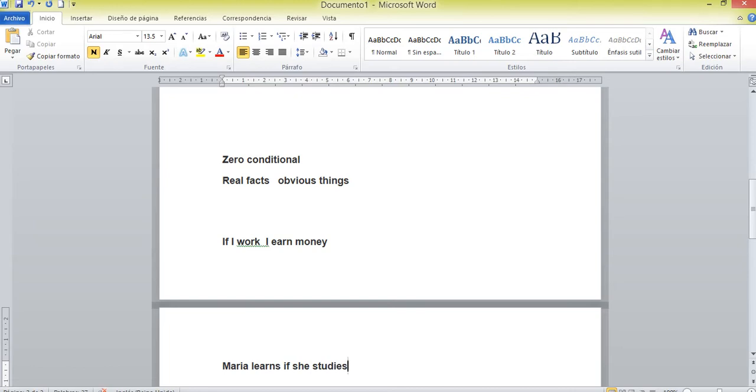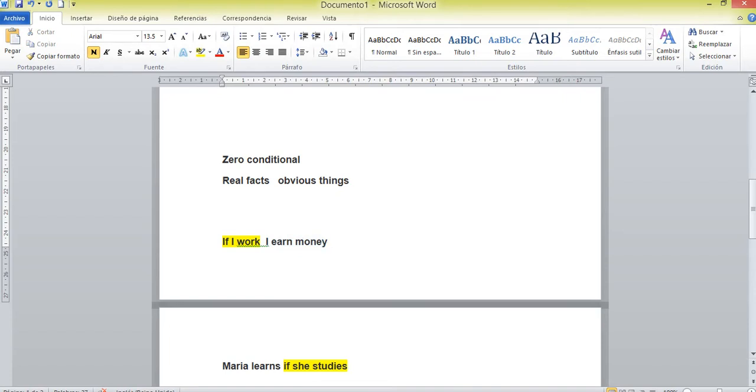Good. So if you identify, guys, in these two examples, I am going to identify two parts. So the first part in this example is the cause, okay? So the cause, if I work, so what is the result? The result is that if I work, I earn money. So in this video, in this example, I am learning how to use zero conditional.